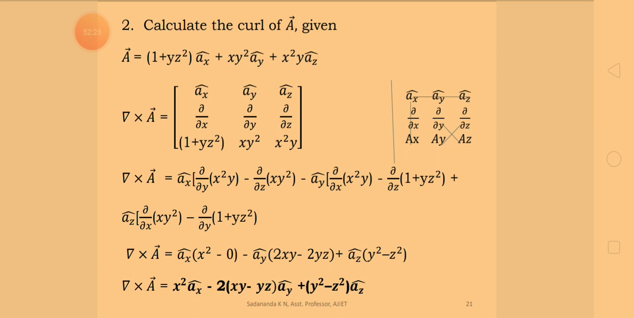Now you rearrange such that the curl of vector A is equal to x² into a_x cap minus 2 is taken outside the bracket, xy minus yz into a_y cap plus y² minus z² a_z cap. So this is the solution for the curl of vector A.